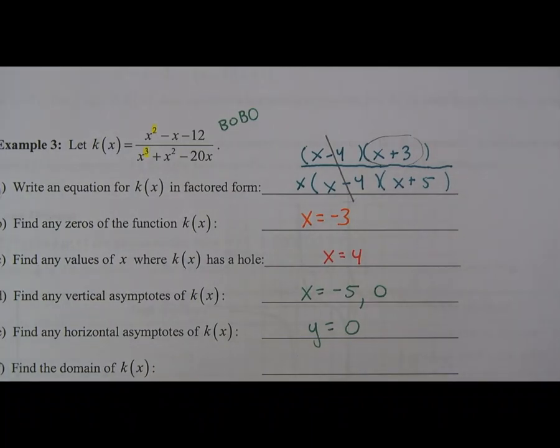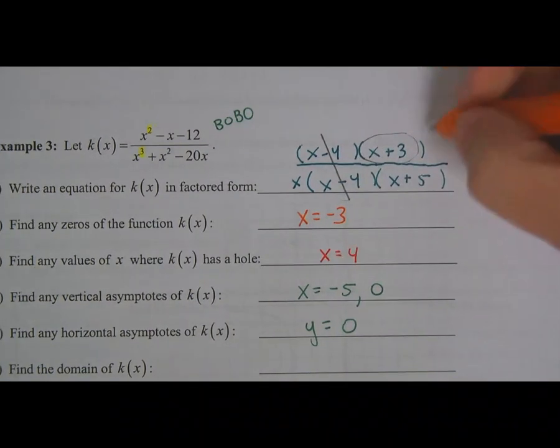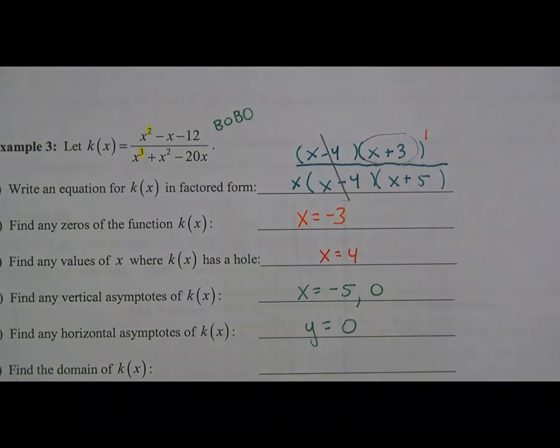Those of you that knew that, how did you know that? The multiplicity of that is odd. It's a 1. Odd numbers, 1, 3, 5, 7, 9. If a factor has an odd multiplicity, it's going to cross the x-axis at that location. If it has an even multiplicity, it's going to bounce and go the other direction. So again, that'll help me when I draw it.